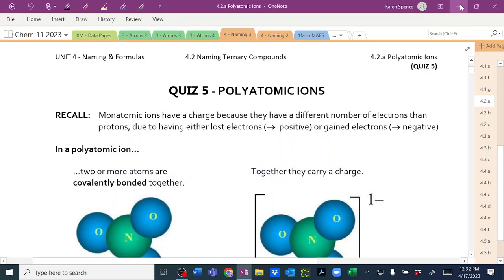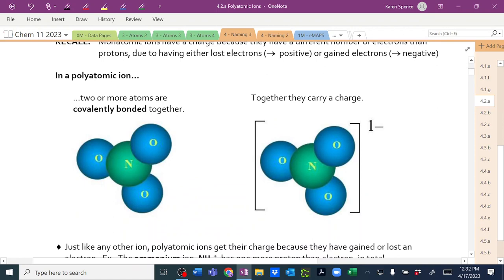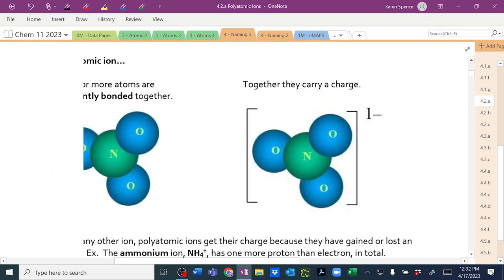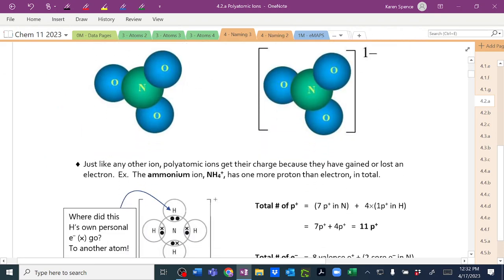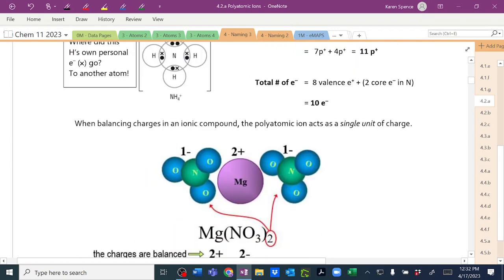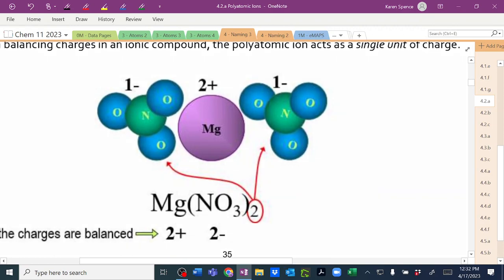Right. So this is page 35 in the green book. And hopefully at this point everybody knows what polyatomic ions look like. They essentially look like a molecule, but they have a charge. Okay, and we're just going to skip over this bit because I don't think we need to go through it. But what we have here, we have a compound.